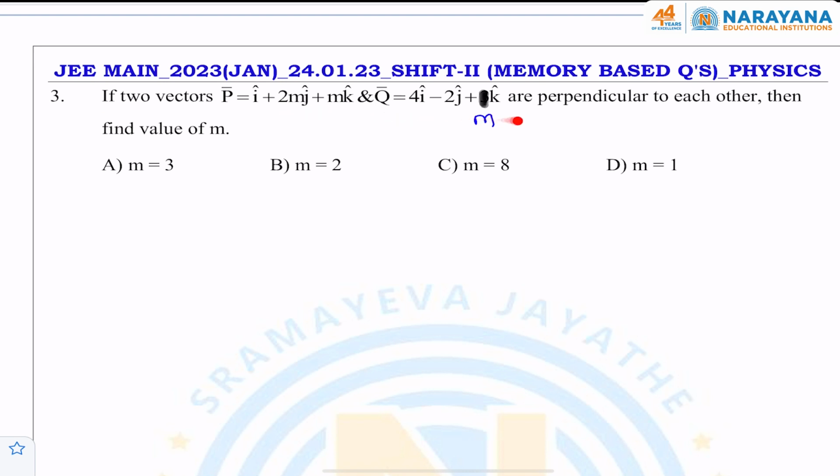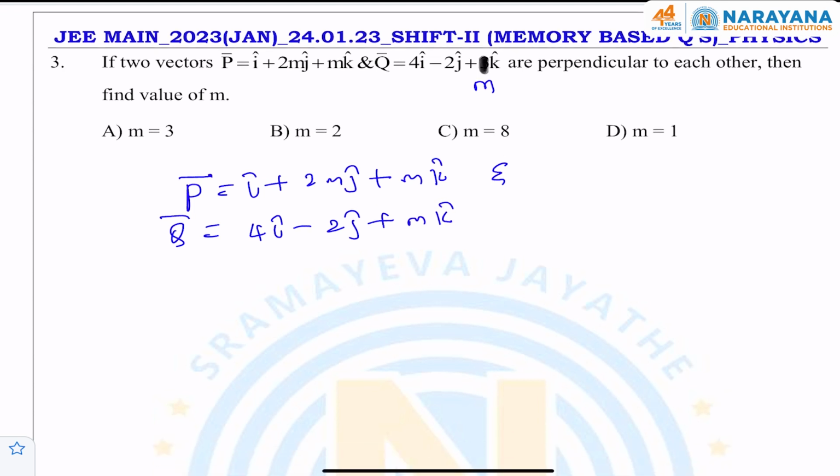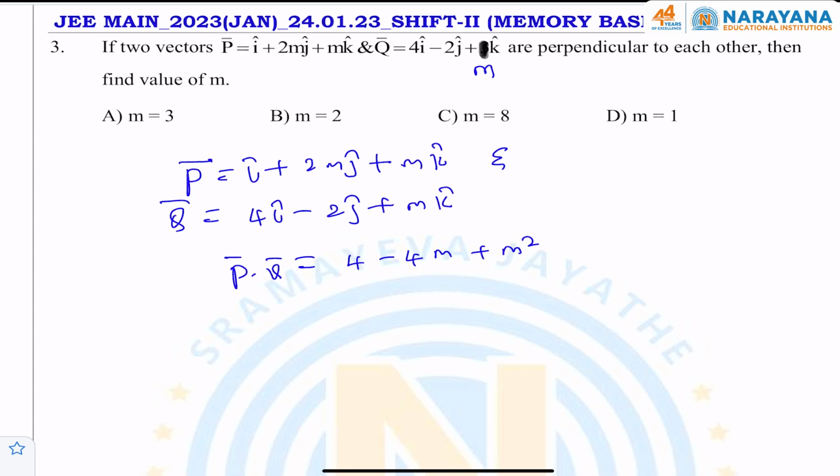Let's go to the third question. Two vectors P and Q are perpendicular to each other, then find the value of M. Here it is given vector P equal to I cap plus 2M J cap plus M K cap, and vector Q is given as 4 I cap minus 2 J cap plus M K cap. If they are perpendicular to each other, P dot Q equals 0. Simply, the dot product of this gives 4 minus 4M plus M square. 4 minus 4M plus M square equal to 0.